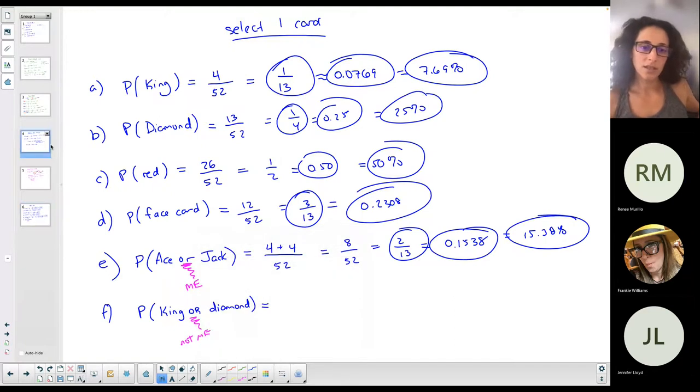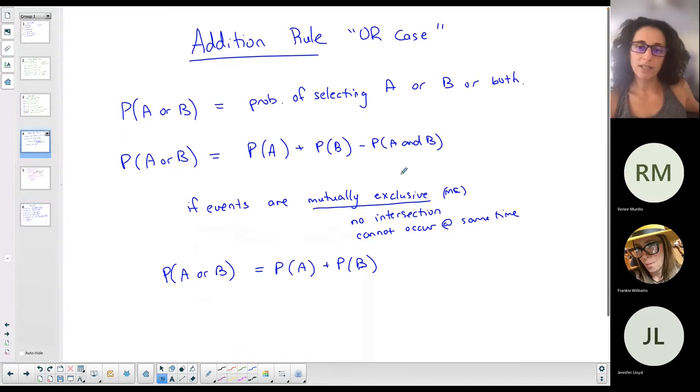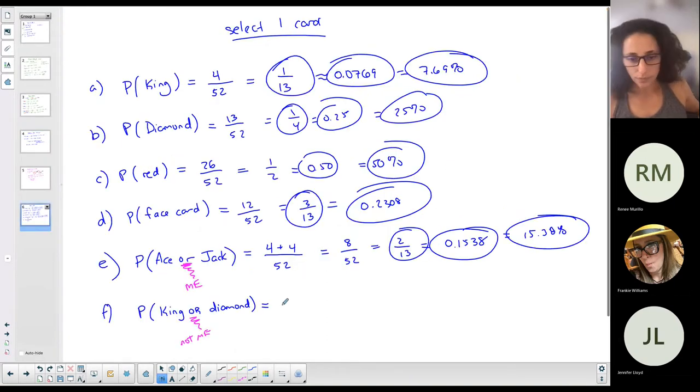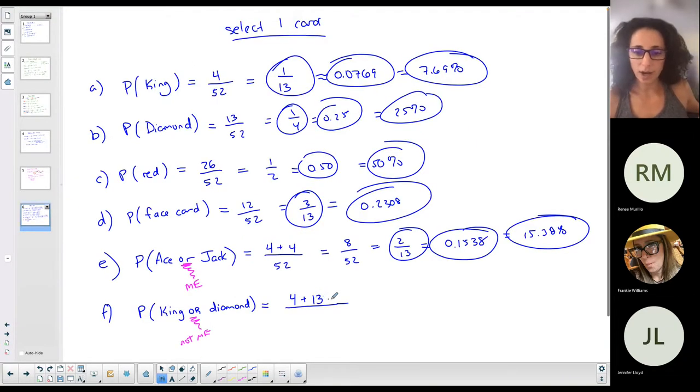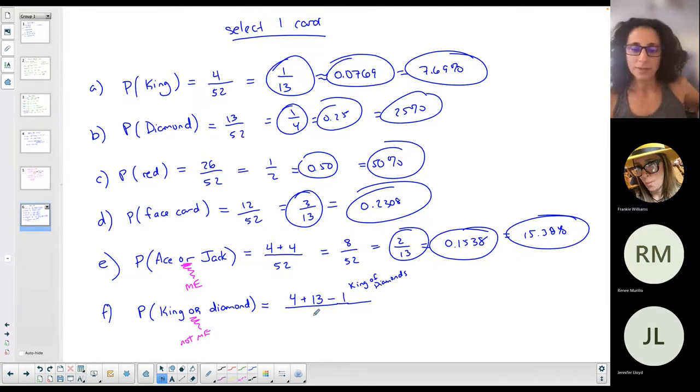So this, what we're used to with addition, is going to change a little bit because I have this little extra something here. We're going to do it the same way we did before. I have four kings. Plus, how many diamonds do I have? I have 13 diamonds. But now I have to subtract the intersection. The intersection is both of them happening at the same time. So the intersection is considered the king of diamonds. How many king of diamonds do I have? One.